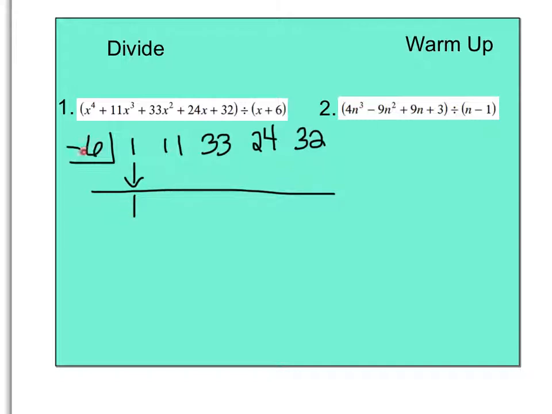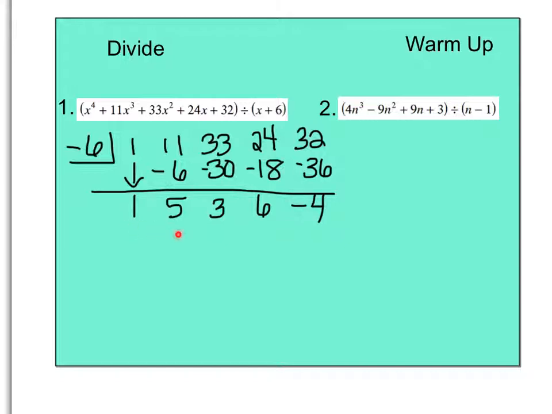So 1 times -6 is -6. Add 11 and -6, we're at 5. 5 times -6, we're to -30. Add those together gives us 3. 3 times -6 is -18. 24 and -18 make 6. 6 times -6 is -36. This leaves us with the -4.